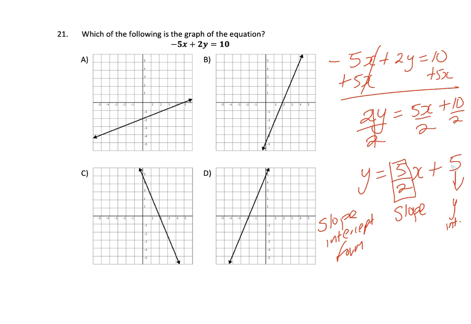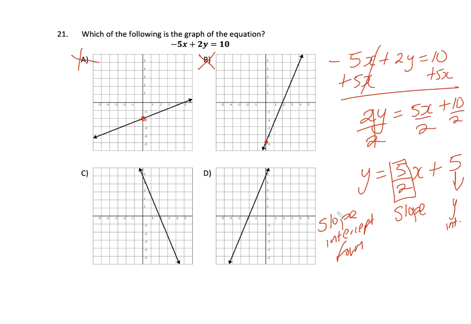So the first thing I'm going to do is find my y-intercept. So my y-intercept is at positive 5. So my answer is not A, because this is at negative 2. This is at negative 5, so it's not B. So my answer is either C or D.